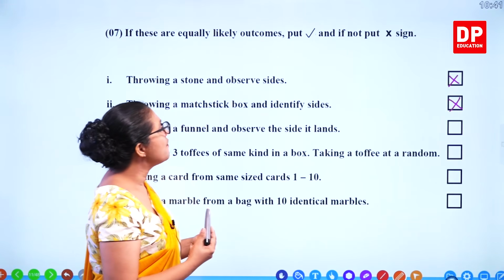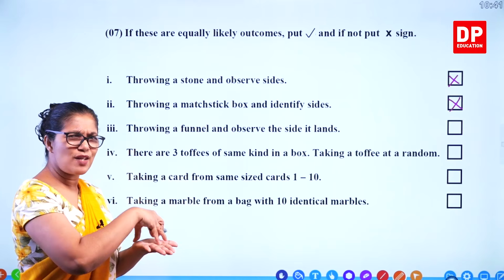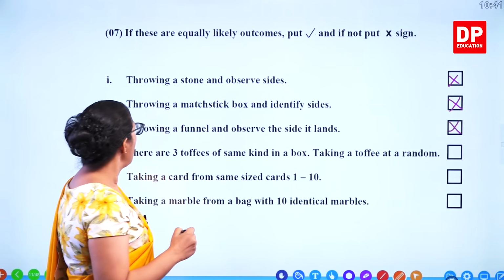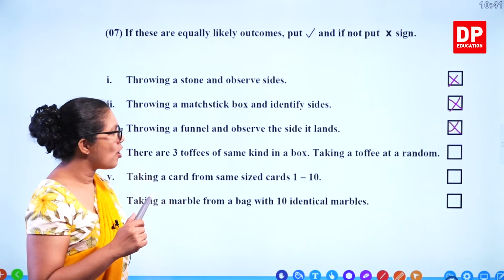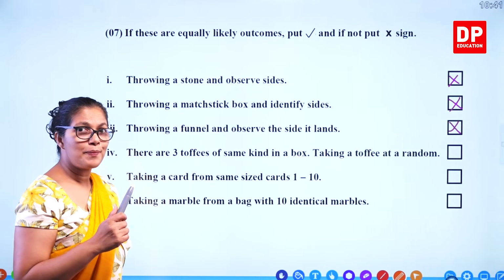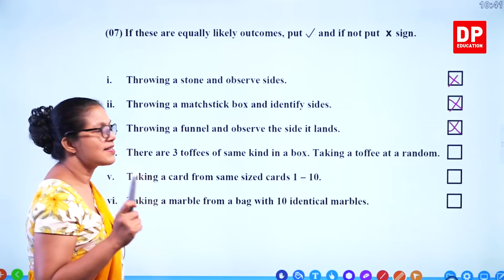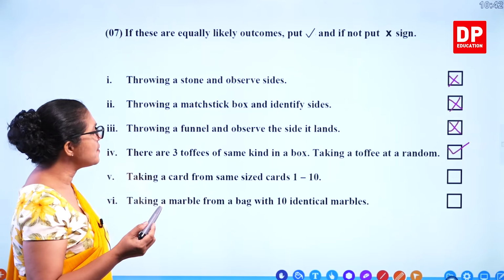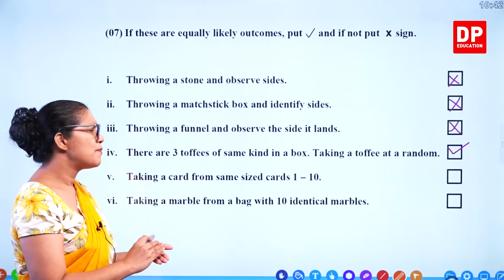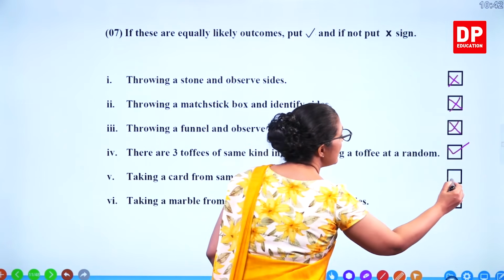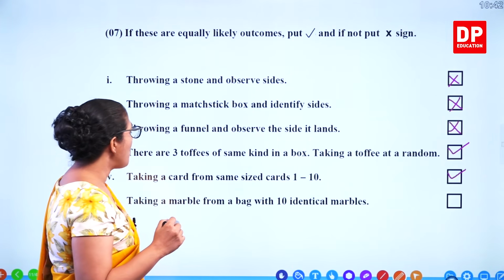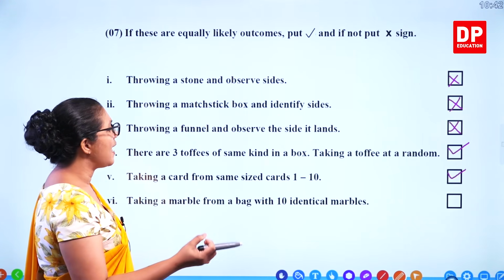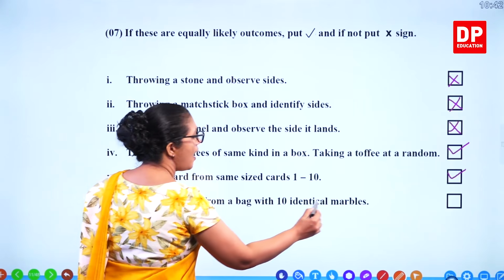Throwing a funnel and observing the side it lands on, you always get one side. So that's not an equally likely outcome. There are 3 toffees of the same kind in a box. Taking a toffee at random, all are the same kind, so that's equally likely outcomes. Taking a card from same sized cards, 1 to 10, same size, so that's equally likely outcomes. Taking a marble from a bag with 10 identical marbles, yes, that's an equally likely outcome because all are identical.